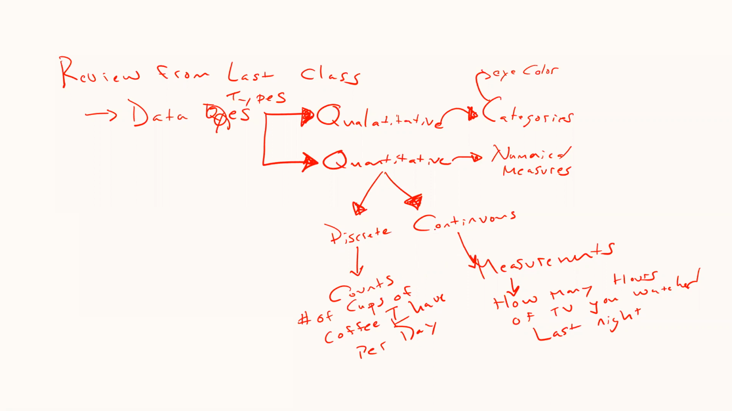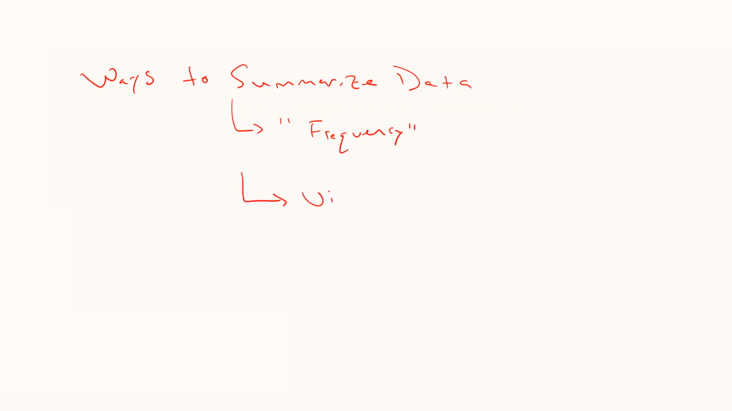What we're going to talk about today is ways to summarize data. The first way is something called frequency. This will be the main topic of today. And then we're going to move into visual representations of data.